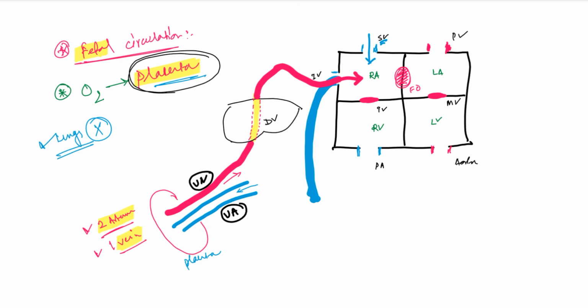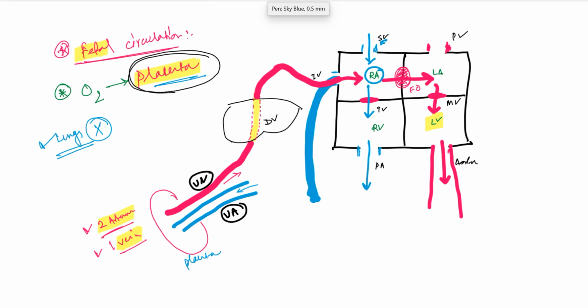Now a portion of blood travels through the foramen ovale and reaches the left atrium. From there it reaches the left ventricle. From the left ventricle the blood goes into the aorta. This is the aorta. And the remaining portion of the blood in the right atrium travels through the tricuspid valve and reaches the right ventricle and enters into the pulmonary artery. This is the pulmonary artery.